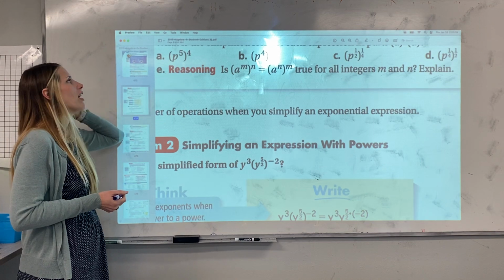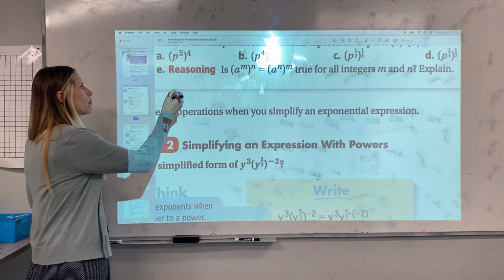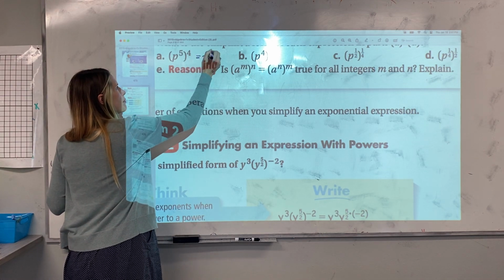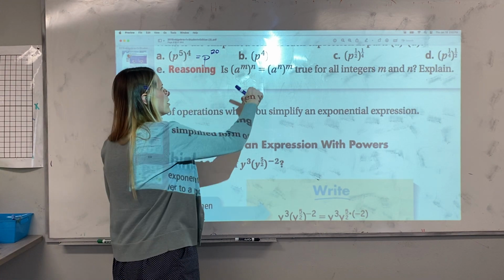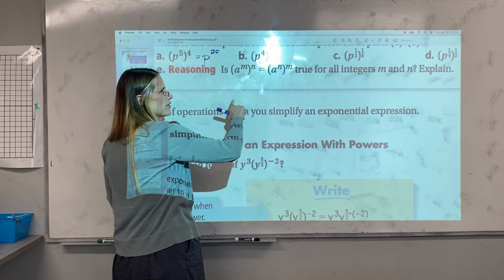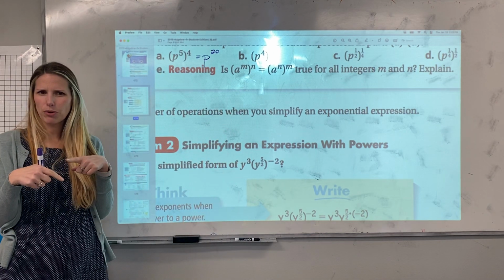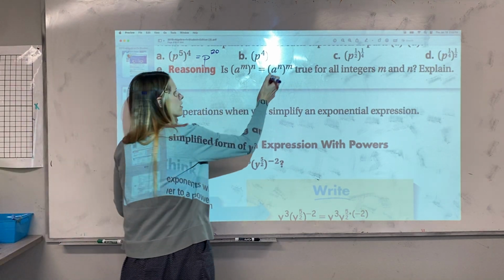Okay, good. All right, so p to the 5th to the 4th power, what's that? P to the 20th. P to the 20th, and somebody noticed, well, if the 4 is in here and the 5's out there, but you're still multiplying your exponents, isn't that gonna give you the same answer? Yeah. Yeah.